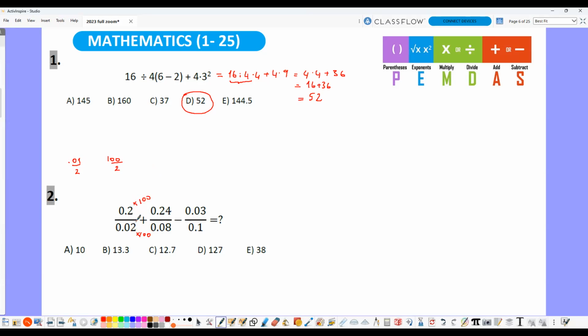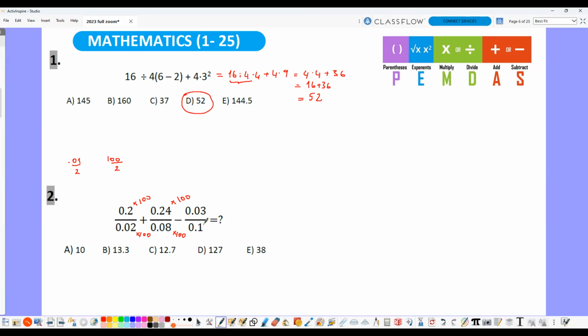If you multiply by 100, you should multiply the numerator by 100. This is the numerator, this is the denominator, as it's called in English. Numerator by 100, denominator by 100 also. So this is also the same because it has two decimal places. So we are going to multiply by 100.